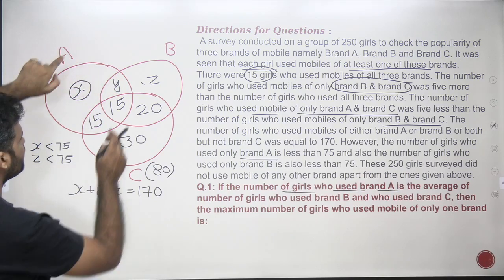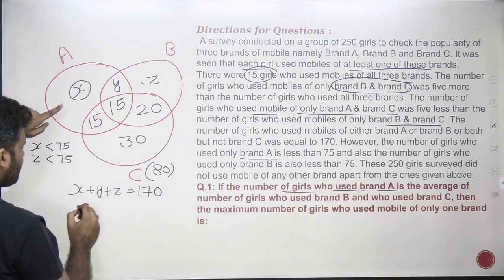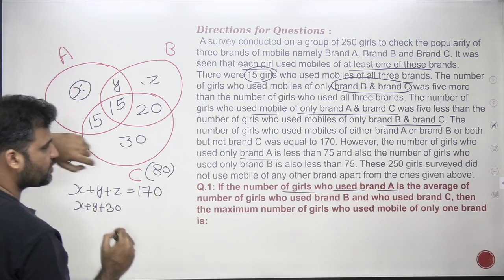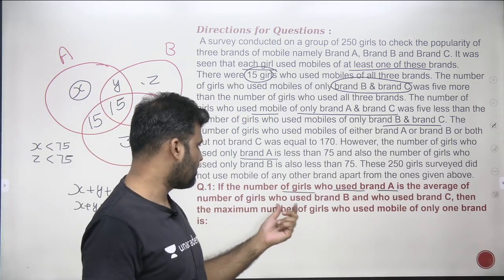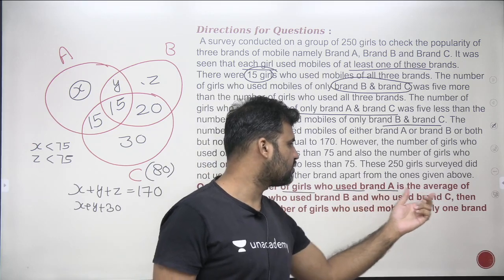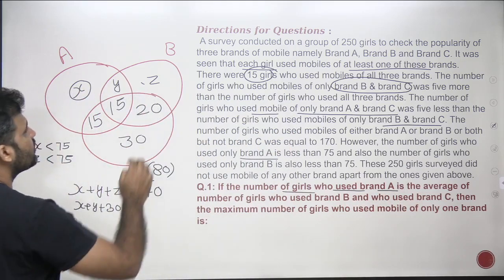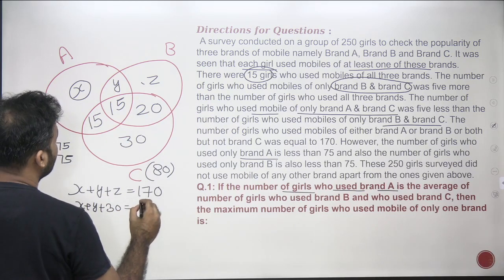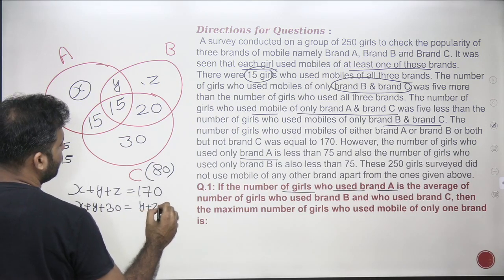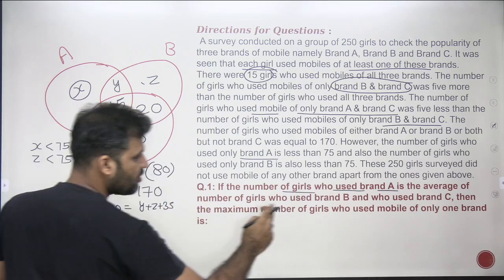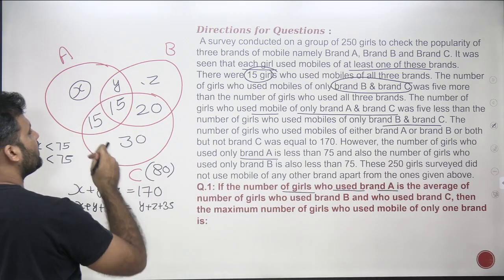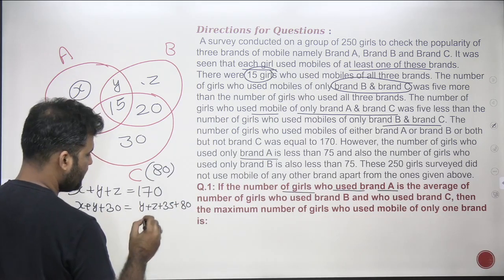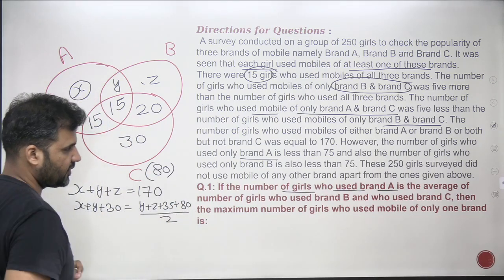The number of girls who used brand A is this complete circle, and that value is X plus Y plus 30. The number of girls who used brand A is the average of the number of girls who used brand B and who used brand C. So this is the girls who used brand B, that is Y plus Z plus 35. And the number of girls who use brand C, that value is 80. Now this value is the average of this number, right?